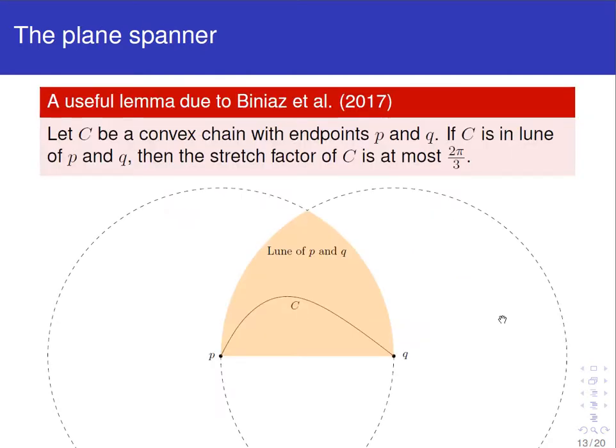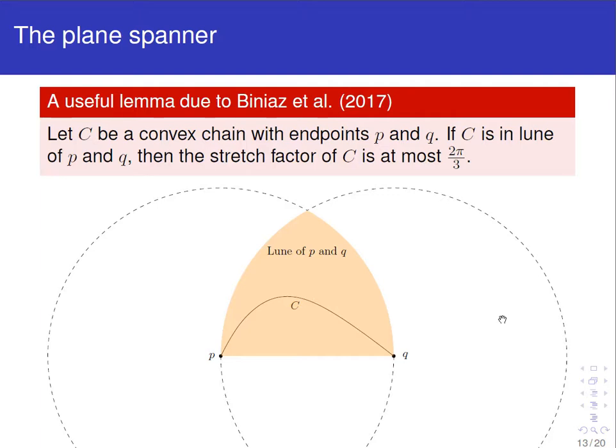Here there is a useful lemma due to Biniaz and others. We used it to prove the results. Let P and Q be 2 points in the plane. The lune of P and Q is defined as the intersection of the circles with radius equal to the Euclidean distance between P and Q, centered at P and Q.